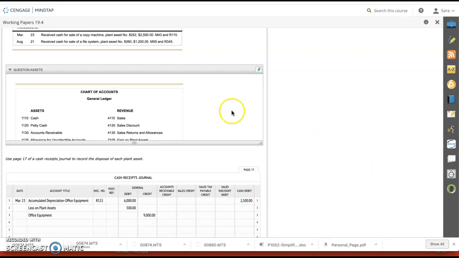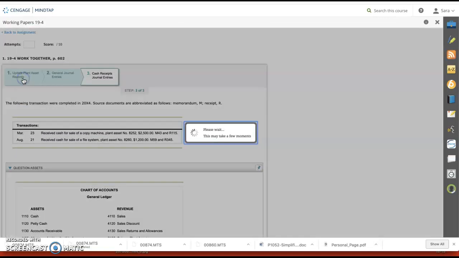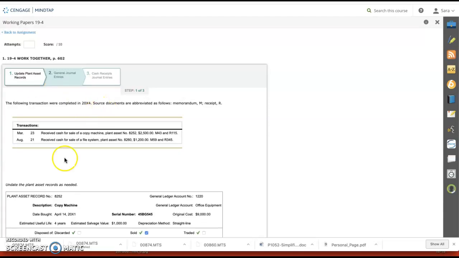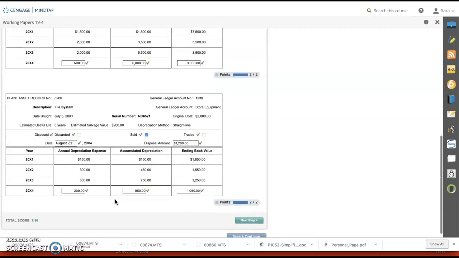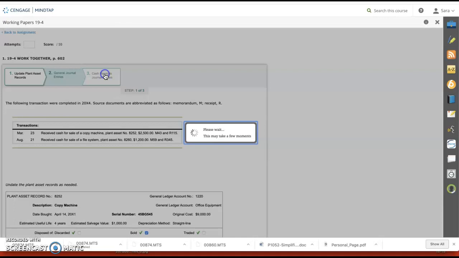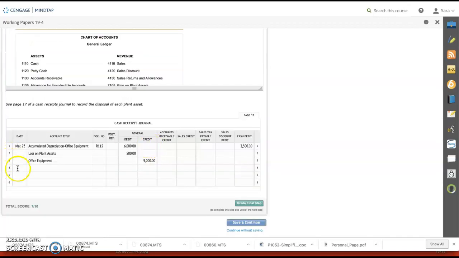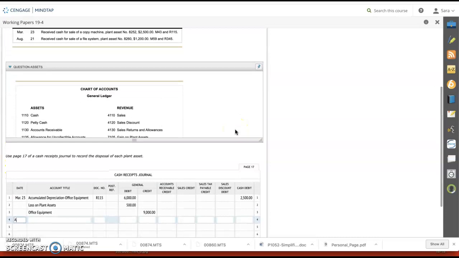Okay, now similar thing for August 21st, we received cash for our file system of $1,200. So first let's go back and just look, is that a gain or a loss. So $1,200, it was only worth $1,050, so we did not lose money that time. So this one will be journalized a little bit differently. So our date is August 21st. And then our account title is Accumulated Depreciation dash Store Equipment.